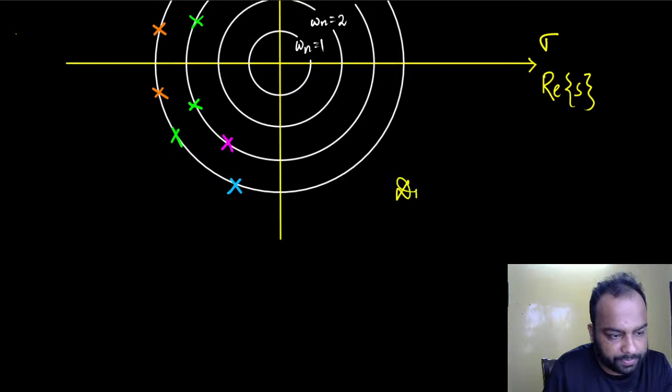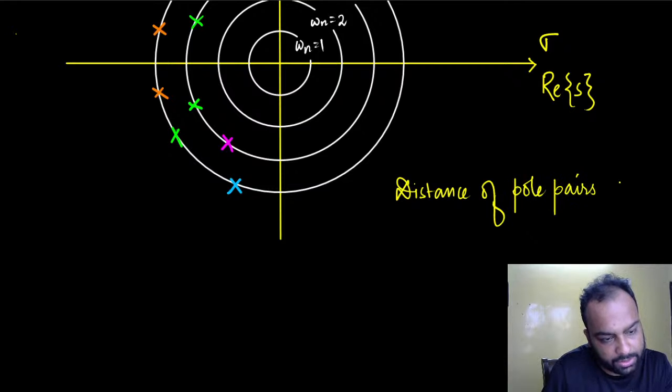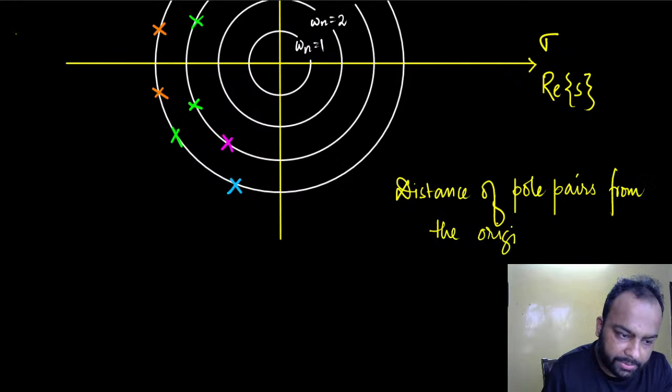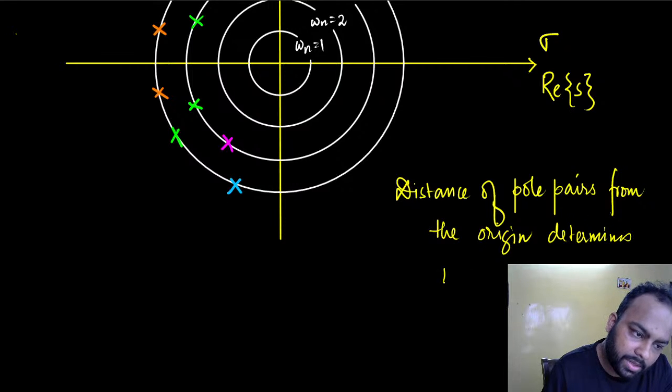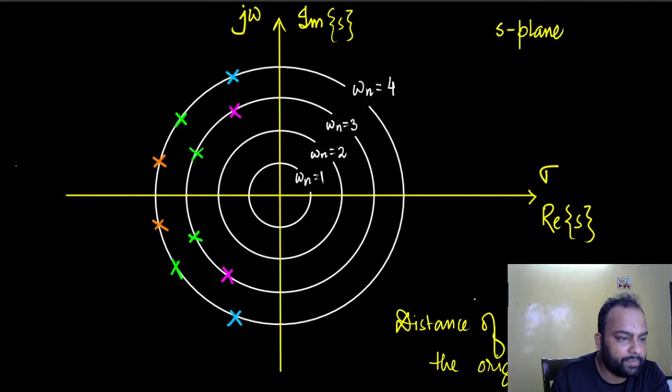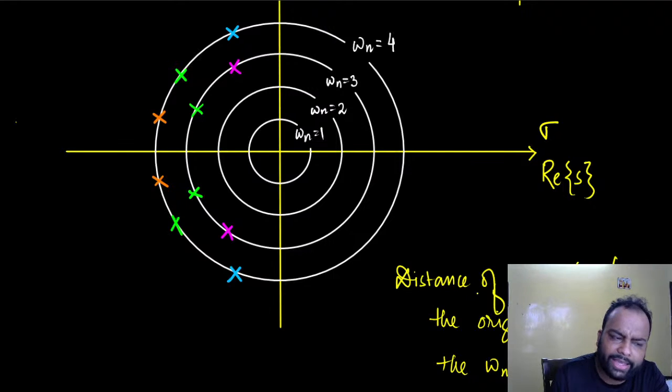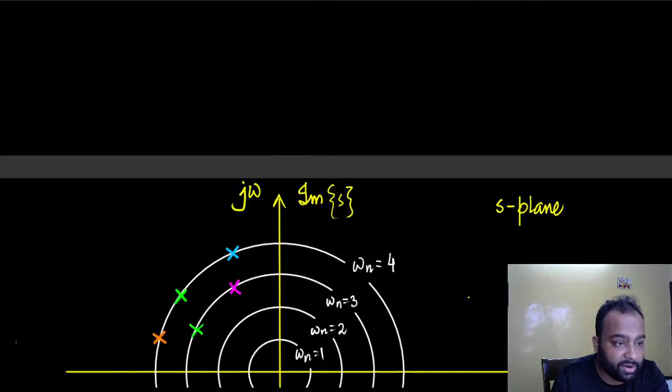So in words I can say, rather, the distance of pole pairs from the origin determines the undamped natural frequency, the omega n. So I think this is pretty easily understood without any confusion whatsoever, right?